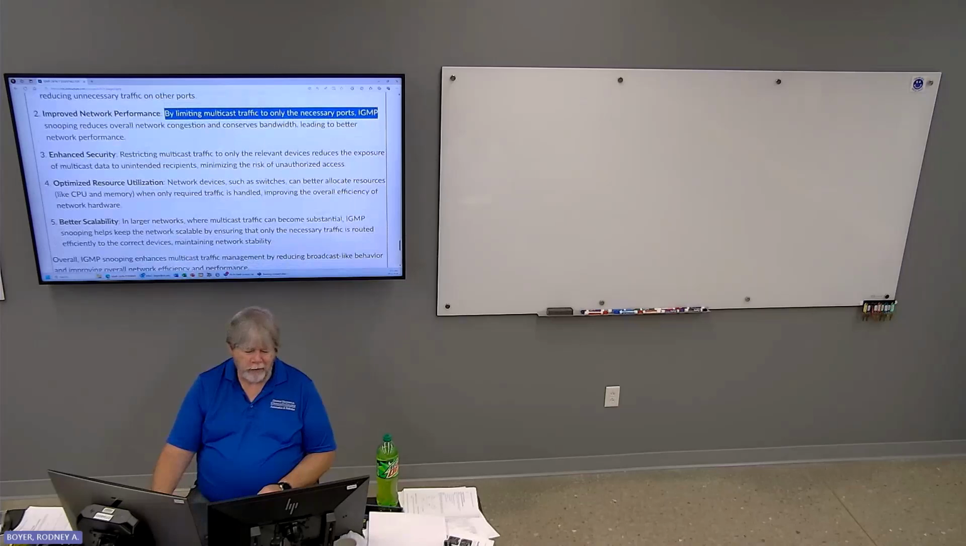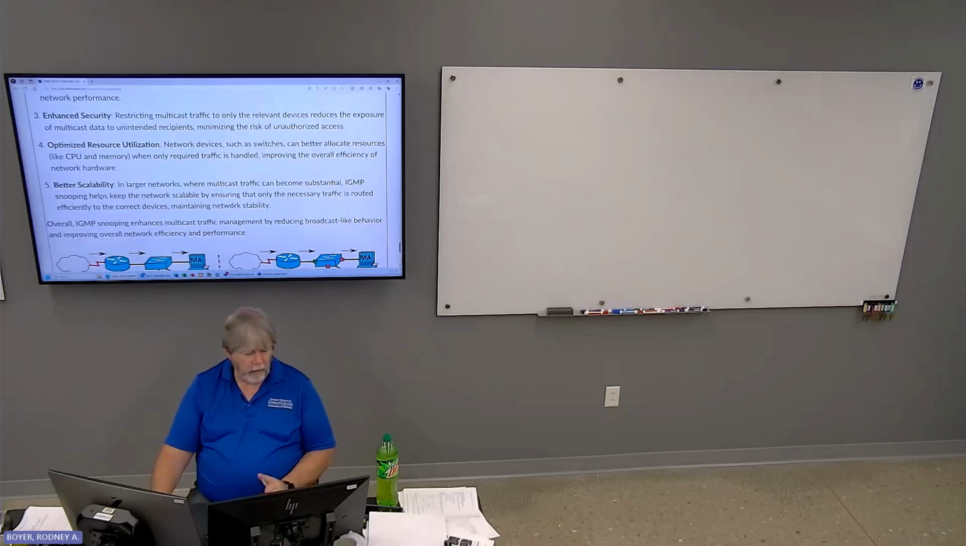It also optimizes resource utilization. Network devices such as switches can better allocate resources, like the CPU and the memory, when only required traffic is handled, improving the overall efficiency of the network. Then there's better scalability in large networks where multicast traffic can become substantial. Think about the network here on campus. Lots of traffic running around here. Snooping helps keep the network scalable by ensuring that only necessary traffic is routed efficiently to the correct devices.